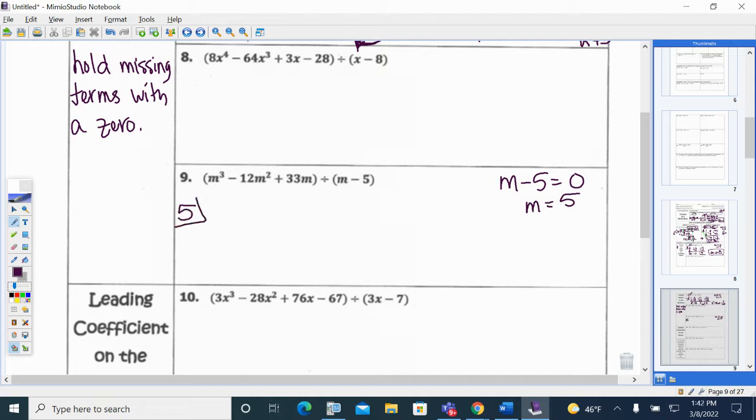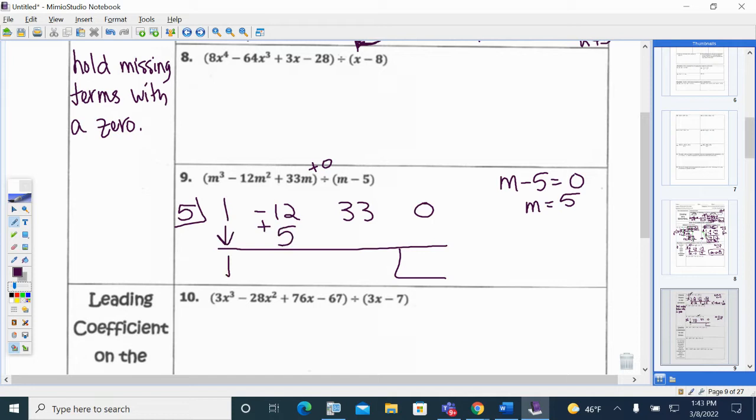Now, when you look at this one, m to the 3rd, and then I got m squared, I got an m. What's missing? The constant is missing. So this plus 0 out on the end needs to be there. Even if it's just a constant, you need to make sure everything is represented when you set up your synthetic division. Bring down the first number and multiply, add. Multiply, add. Multiply, add.